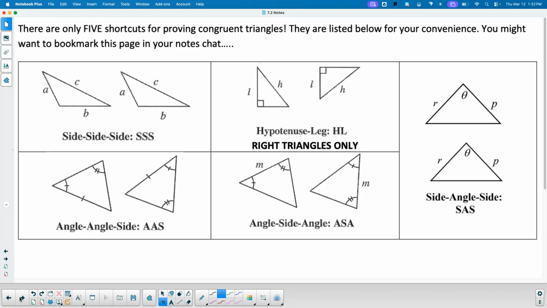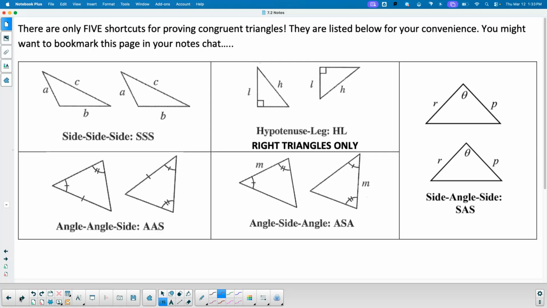You've got side, side, side, where you have 3 corresponding side pairs. You've got angle, angle, side. You've got angle, side, angle. And you've got side, angle, side. Hypotenuse leg works only in right triangles, because you have to have a hypotenuse, and you only have a hypotenuse in a right triangle.